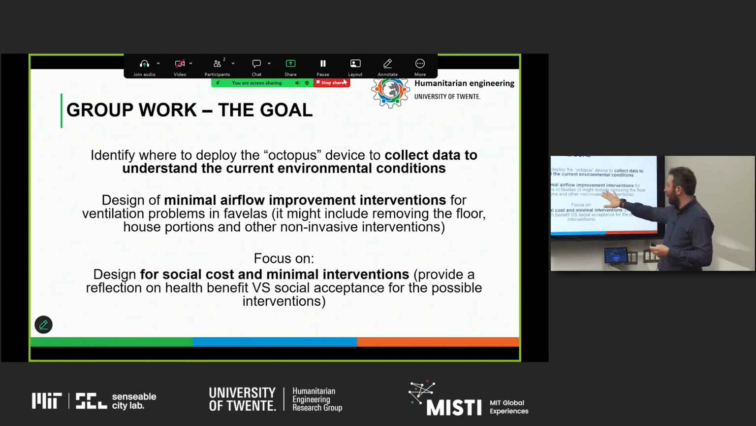So design of minimal airflow improvement interventions for ventilation problems in favelas. It might include, for example, removing the floor, a house portion, and other non-invasive interventions. Let's think about that. Each of the interventions that we are thinking of has a cost, not only a monetary cost, but also a social cost, because we are, for example, removing space for the community. These adaptations have an impact on the day-to-day life of people.